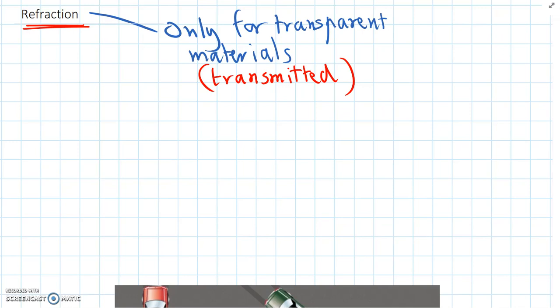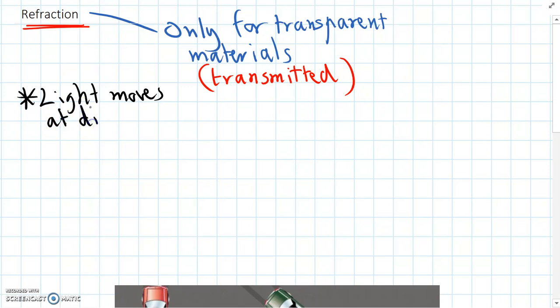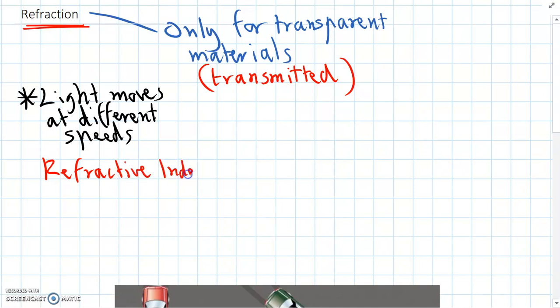So refraction happens because scientists discovered that light moves at different speeds in different materials. So light moves at different speeds. And the speed that light moves through a material is called the refractive index. Which is, in other words, how much does a material slow light down?